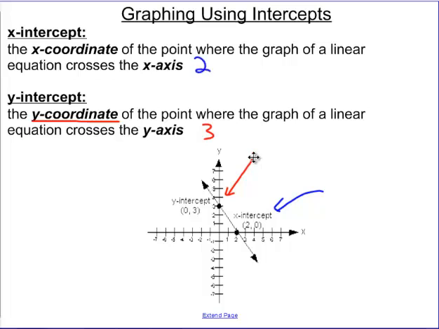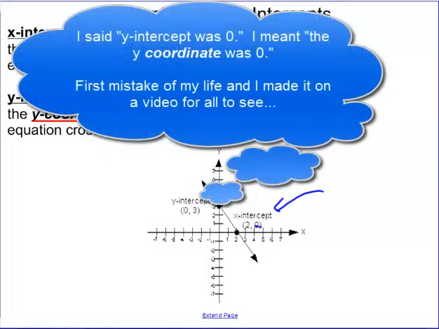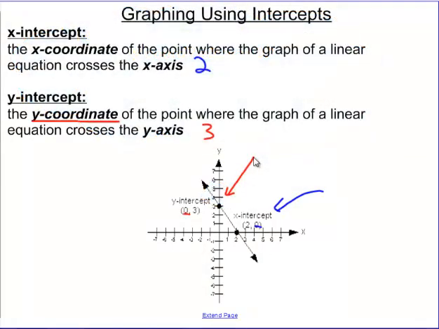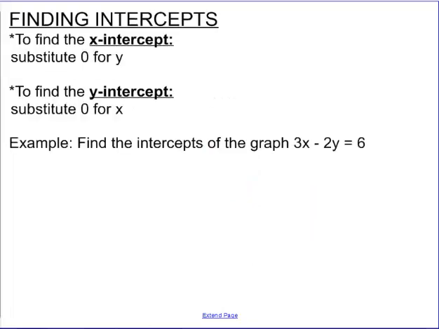One thing I want you to make sure you notice as you look at these graphs: the x-intercept was 2, and the y-intercept point had a y-coordinate of 0. Vice versa, the y-intercept was 3, and the x-coordinate was 0. That gives us a very important piece of information as far as how we find x and y-intercepts. To find the x-intercept, you simply substitute 0 in for y, because when it crosses the x-axis, y will always be 0. At the same time, to find the y-intercept, substitute 0 in for x, because when it's crossing the y-axis, x will always be 0.